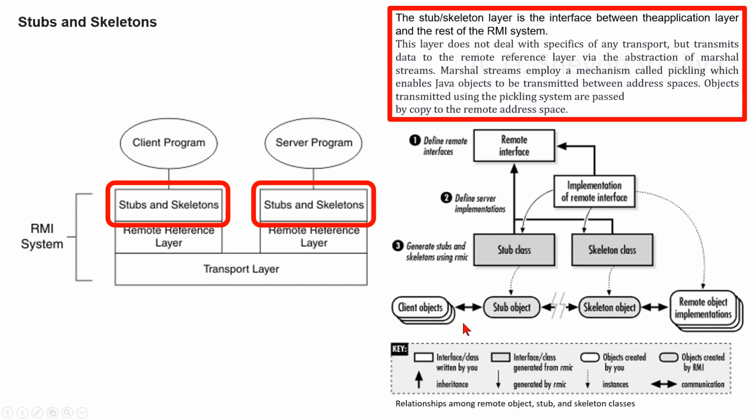The RMI compiler, RMIC, automatically generates these stub and skeleton classes for you based on the remote interface and implementation class you provide. RMIC generates stub and skeleton classes that implement the remote interface and act as a go-between for the client application and the actual server object.